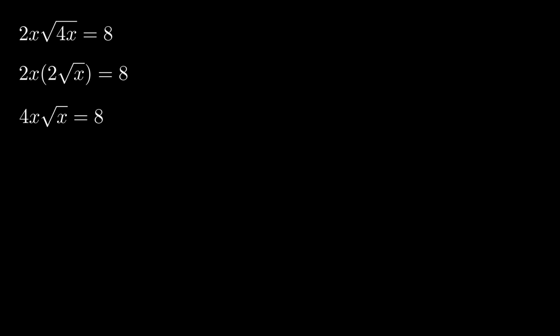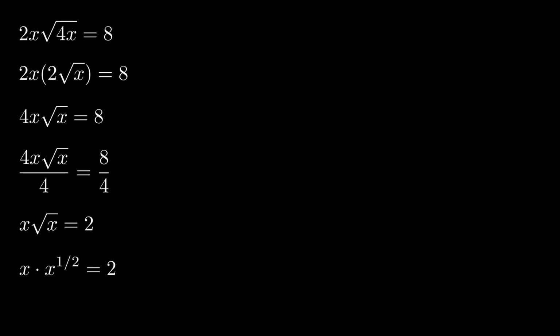Now, to isolate, we divide both sides of the equation by 4. That gives us x times the square root of x equals 2. Next, let's rewrite the square root of x as x to the power of 1/2. So the equation becomes x times x to the 1/2 equals 2.